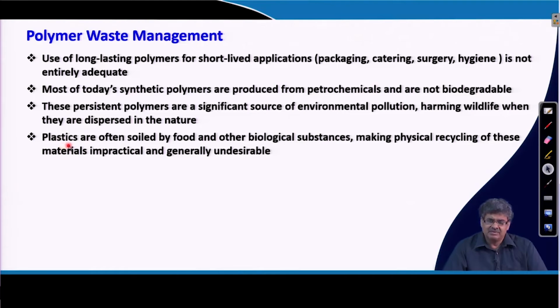And plastics after use are often soiled by food and other biological substances. As a result, physical recycling of these materials is kind of impractical and generally undesirable. So, if we use a bottle for storing juice or some other thing, then these bottles or packets get contaminated with the food or the substances which came in contact with this material. As a result, physical recycling is very difficult.